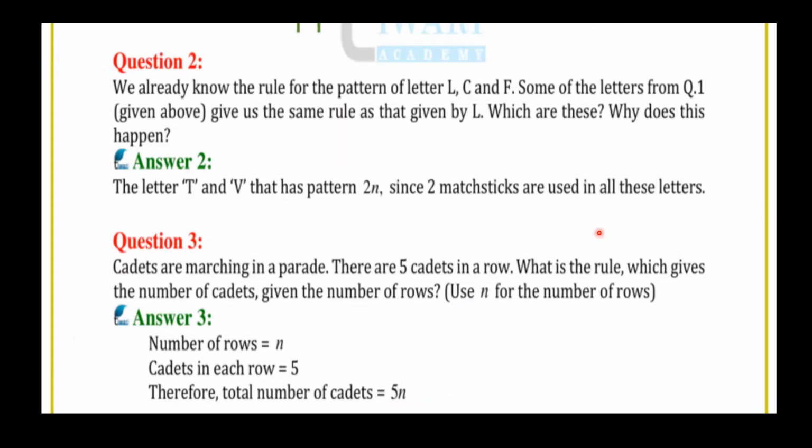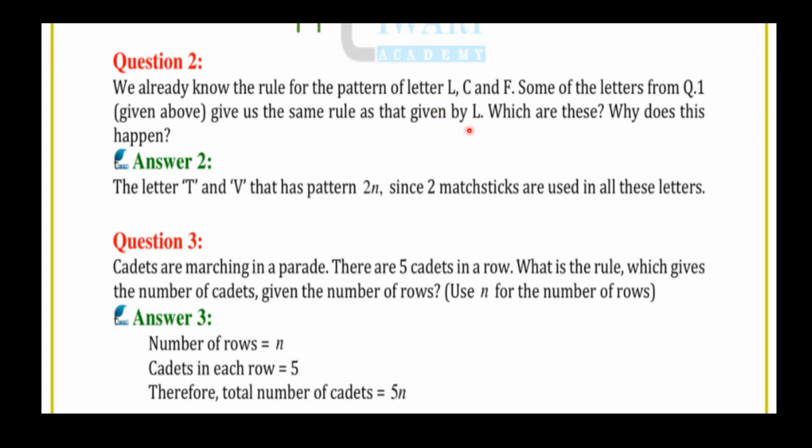Then, in question number 2, we already know the rule for the pattern of letters L, C and F. Some of the letters from question 1 give us the same rule as given by L. We know letter L, what rule will be there? The number of matchsticks used for letter L is 2. So, the rule will be 2n.